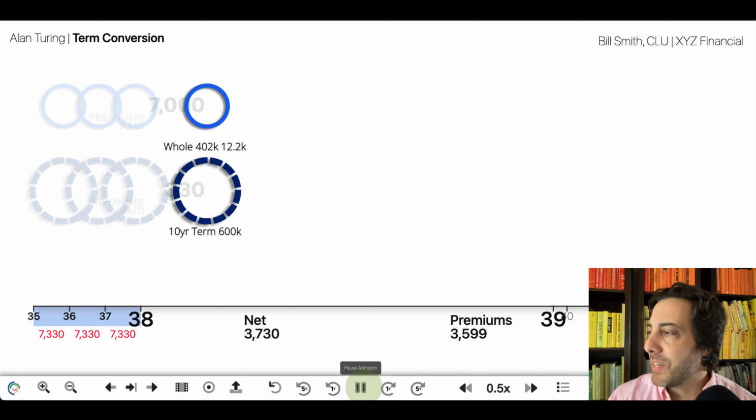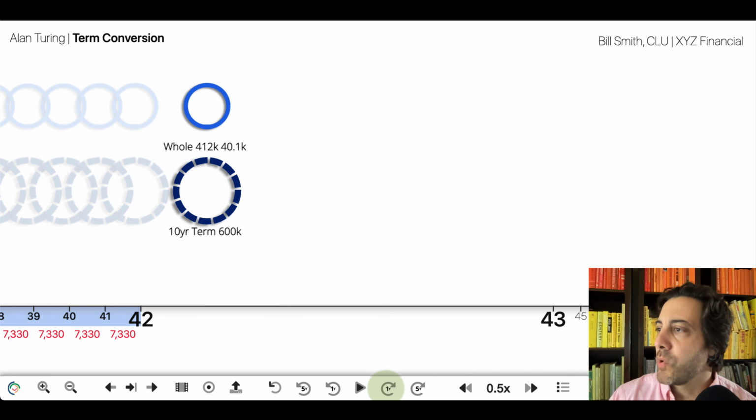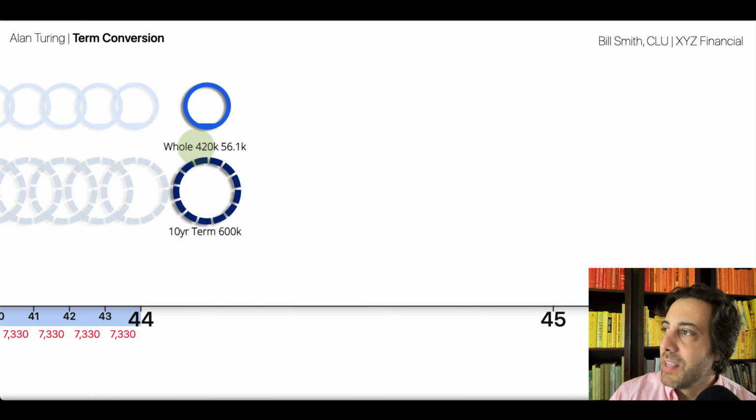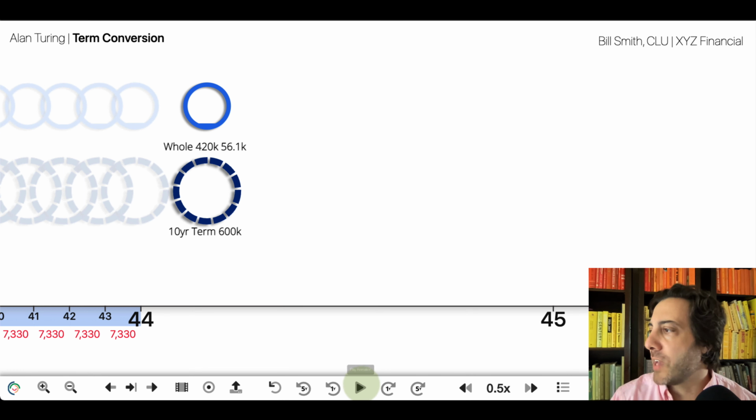I'm going to skip out here just for a moment to age 44. So here we're at age 40, 41, 42, 43. Here we are at age 44. Okay, so this has a death benefit of 420,000, so it's grown from the 400,000. And this has some cash of 56,000, the blue looking to fill up that death benefit circle. So that's what we mean by the cash value being visualized.